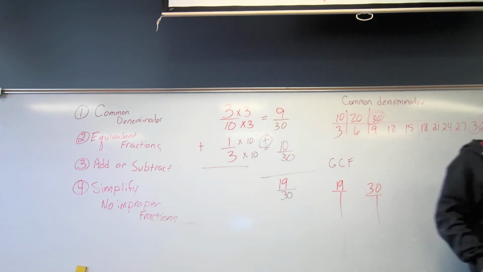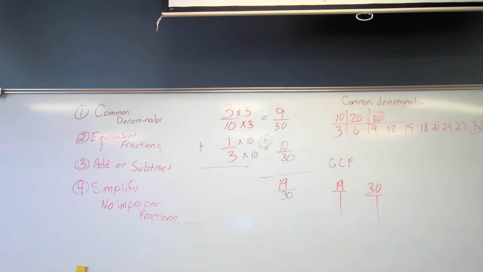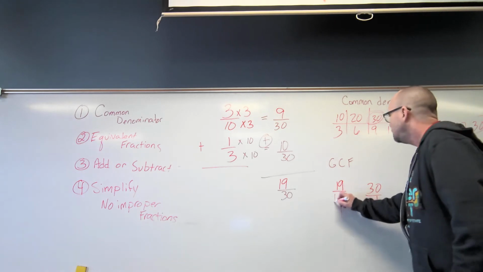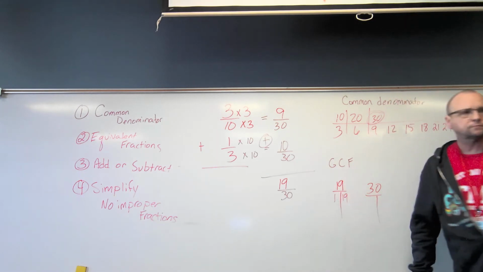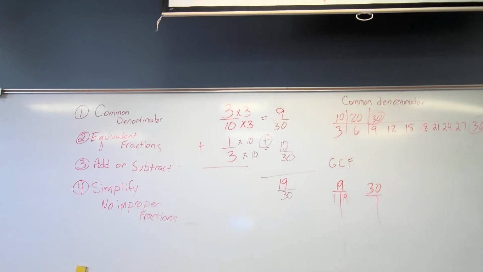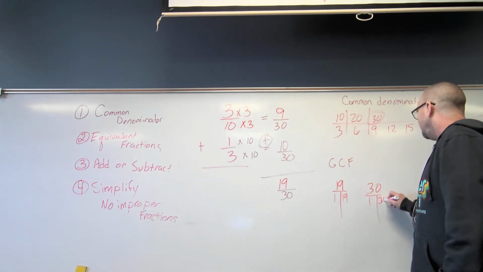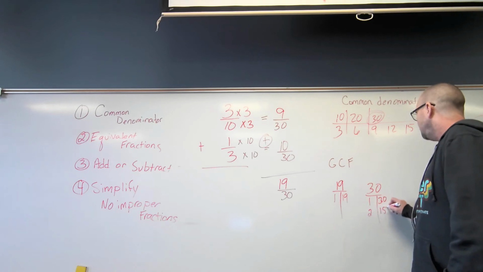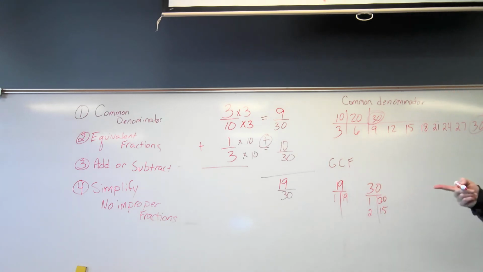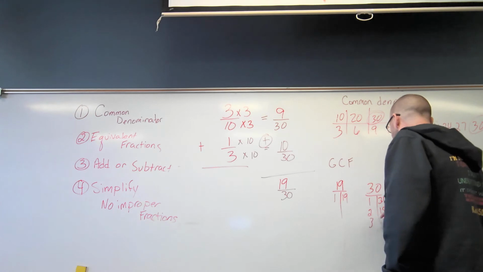19, what kind of number is it? Prime. Prime number means it only has 1 and itself. 30, what kind of number is it? Composite. We start with 1 and 30. Then we go 2 and 15. I know it's divisible by 2 because it's even. And then we go 3 and 10.